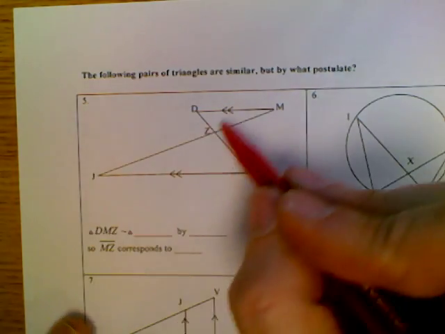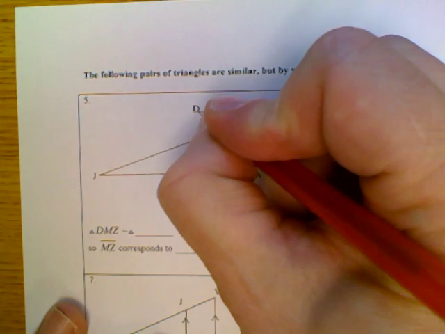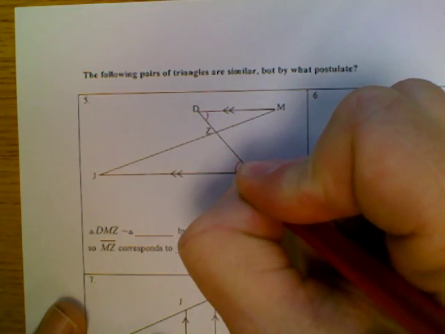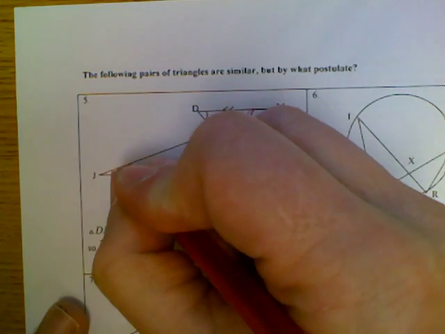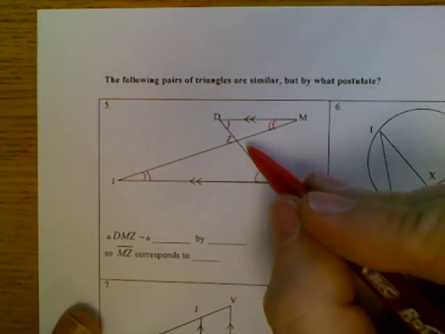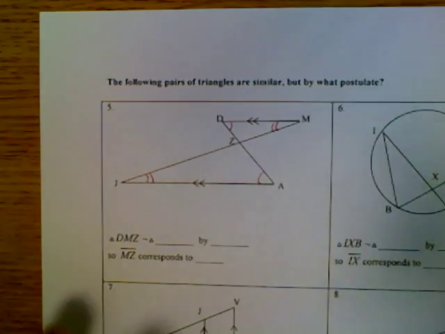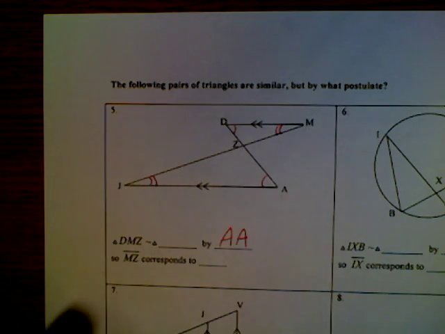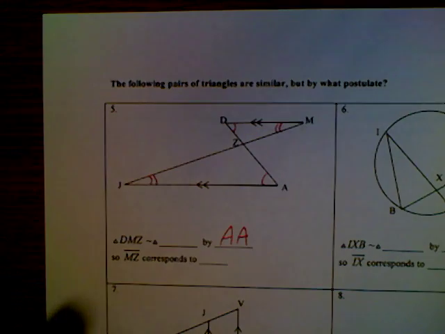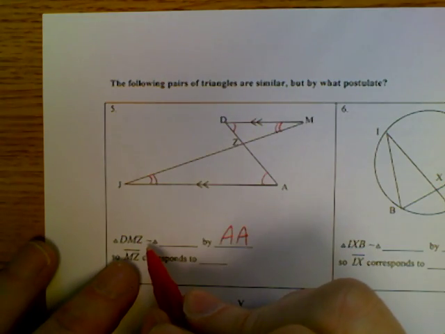Oh, there's those parallel line marks we were looking for in the last diagram. Here's a pair of alternate interior angles that are congruent. Here's another pair of alternate interior angles that are congruent. And of course the vertical angles are congruent. But hey, I only need two pairs of congruent angles to declare that the triangles are similar. Now here's a new question.